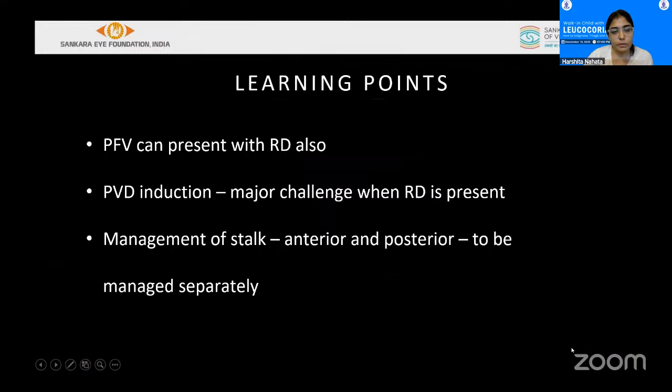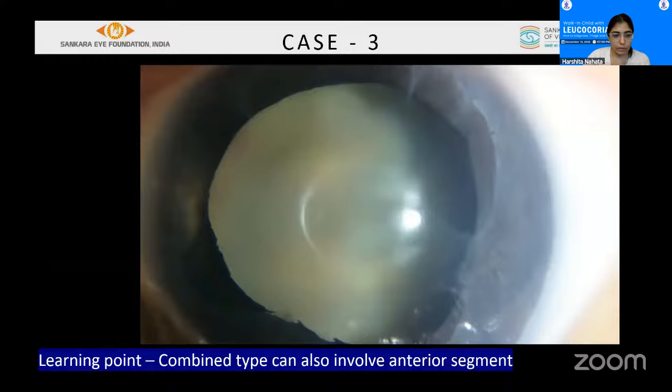So the learning points from this case are mainly that PFV can present with complications like retinal detachment also. PVD induction in such cases is a major challenge. Another point is the management of the stalk. Anterior and posterior have to be managed separately: anterior along with the lensectomy part, and posterior along with the vitrectomy. Moving on to the next case.